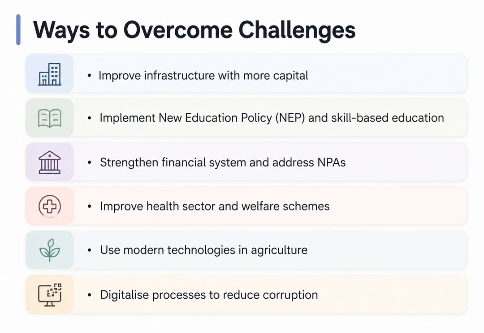Overcoming these challenges requires targeted interventions. We must invest heavily in infrastructure, implement skill-based education through the new education policy, and strengthen the banking network by addressing non-performing assets. Additionally, modernizing agriculture and digitalizing government processes are key to reducing corruption and boosting productivity.